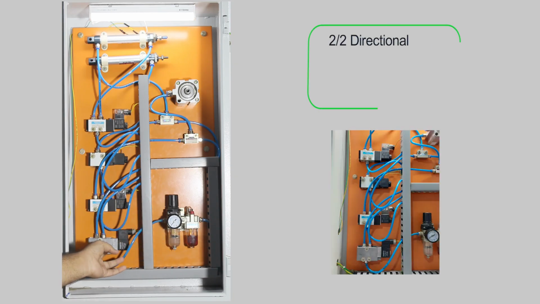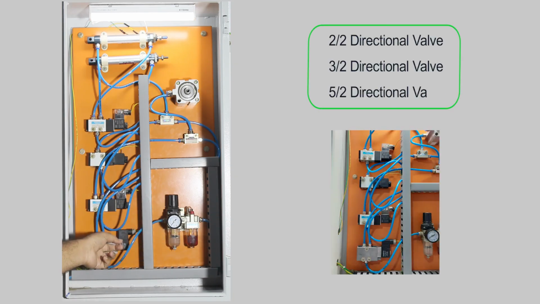We are using 2x2, 3x2, 4x2 and 5x2 directional valves, but this is a 5x2 valve which has one input, two outputs and two exhausts, and this is a 3x2 valve. It has one input, one output and one exhaust.